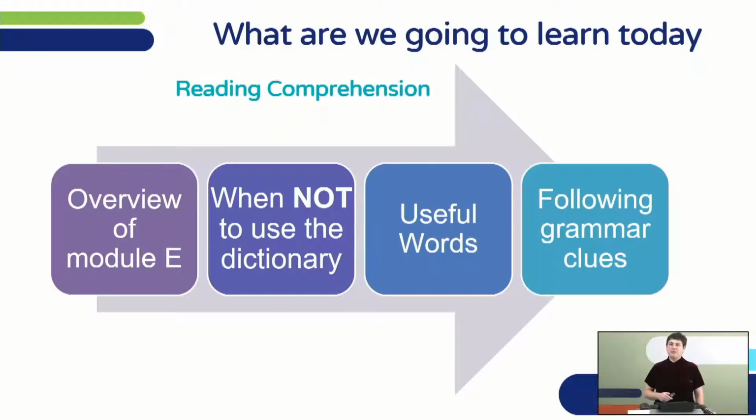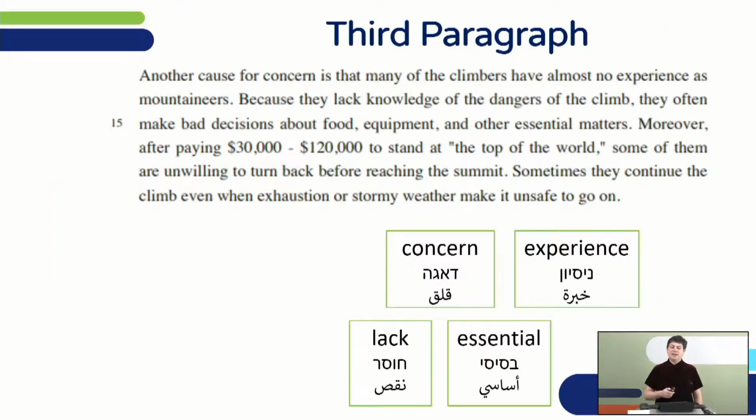As we started in the first part, we looked at an overview of Module E. We started to talk about when not to use the dictionary. When you encounter capital letters, you can assume that you're looking at a name or a proper noun of some sort, so you don't need the dictionary for that. We got a list of useful words, and we started looking at following the grammar clues with connectors and the present perfect. We're going to continue doing that, and let's look again at the third paragraph.